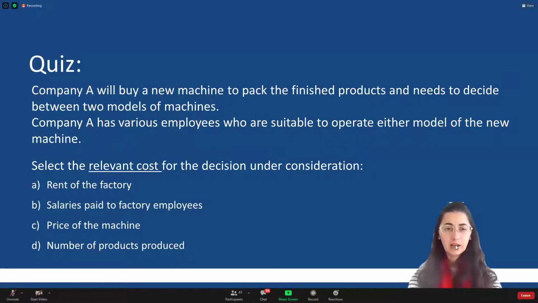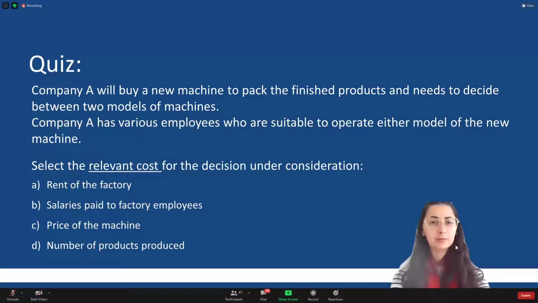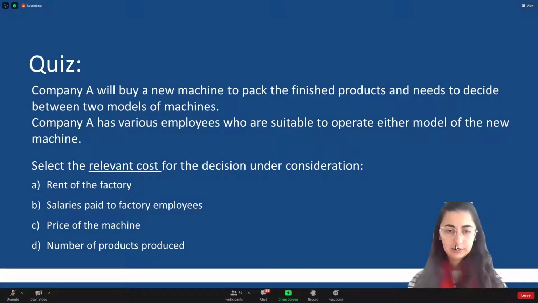But before that, I have here a quiz. Let's see if the poll will work now. So we have here the poll.